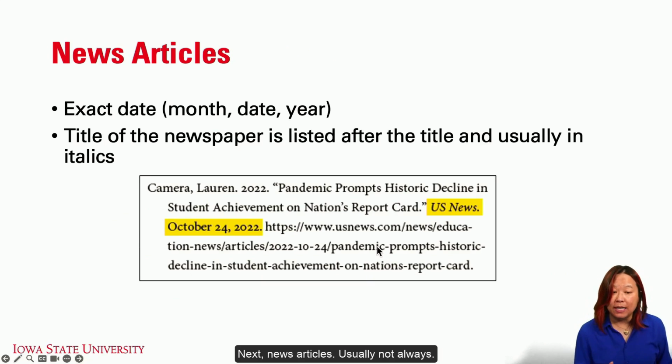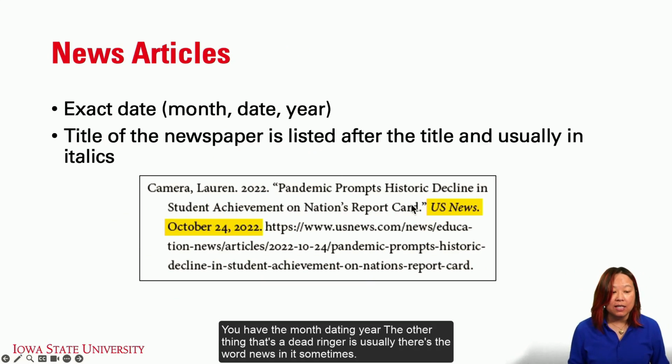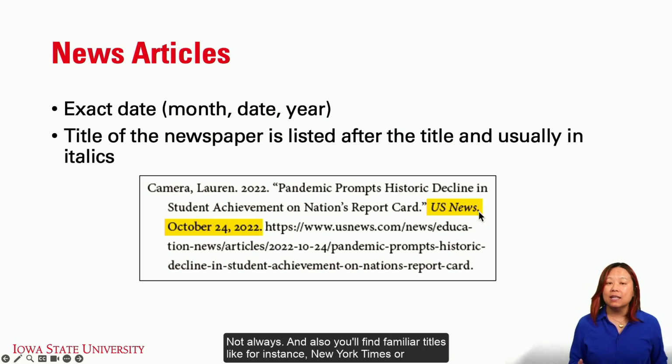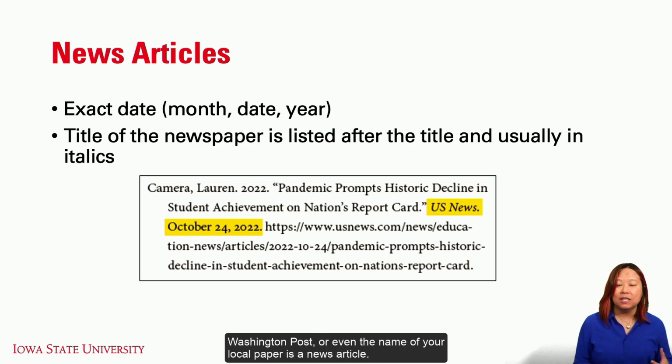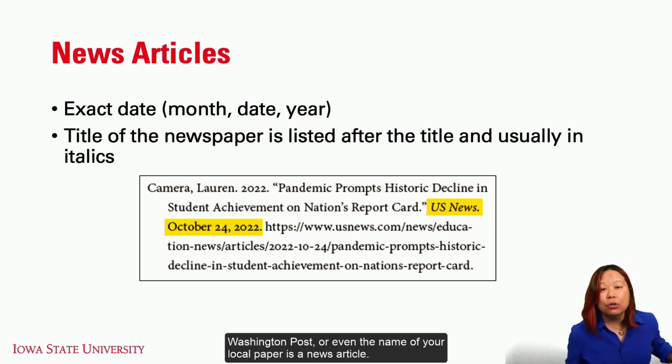Next, news articles. Usually, not always, you have the month, date, and year. The other thing that's a dead ringer is usually there's the word news in it sometimes, not always. And also you'll find familiar titles, like for instance, New York Times or Washington Post, or even the name of your local paper is a news article, okay?